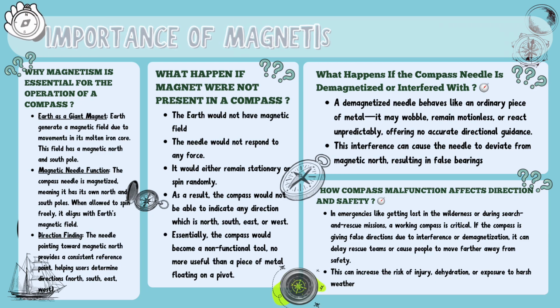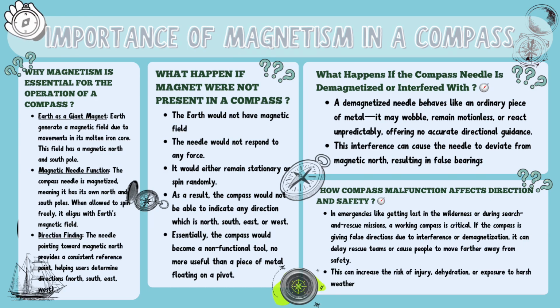Importance of magnetism in a compass. Why is magnetism essential for the operation of a compass? It is because the Earth acts as a giant magnet, enabling the magnetic needle to function and find direction. What happens if a magnet were not present in a compass? Essentially, the compass would become a non-functional tool, no more useful than a piece of metal floating on a river.